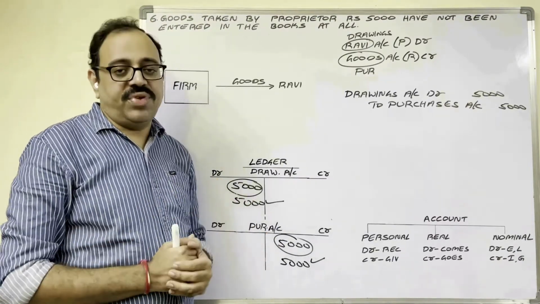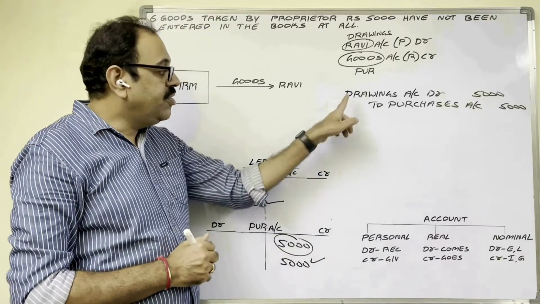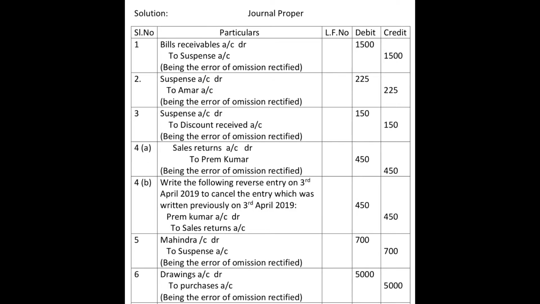By writing the entry. In journal proper, we should write this entry. Sixth, drawings account debit to purchases account. Amount 5,000, 5,000. Narration: being the error of omission rectified.